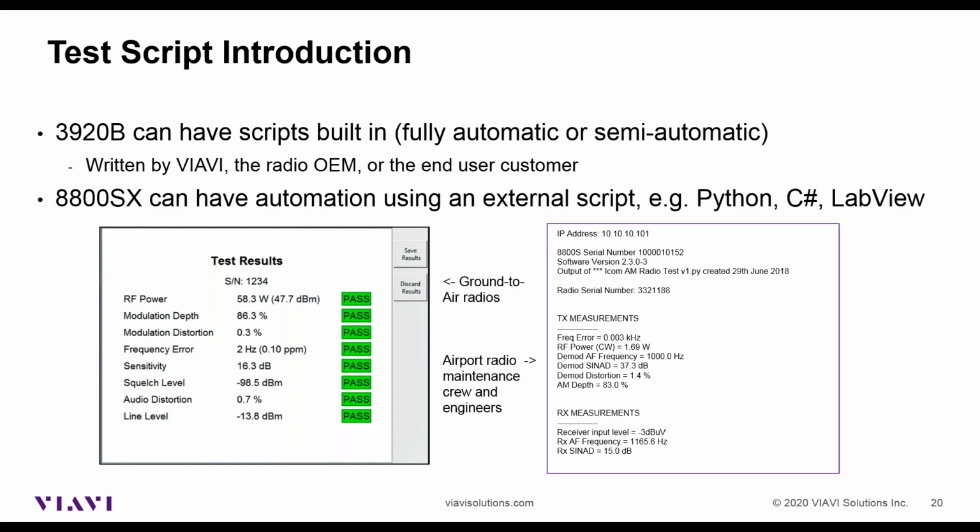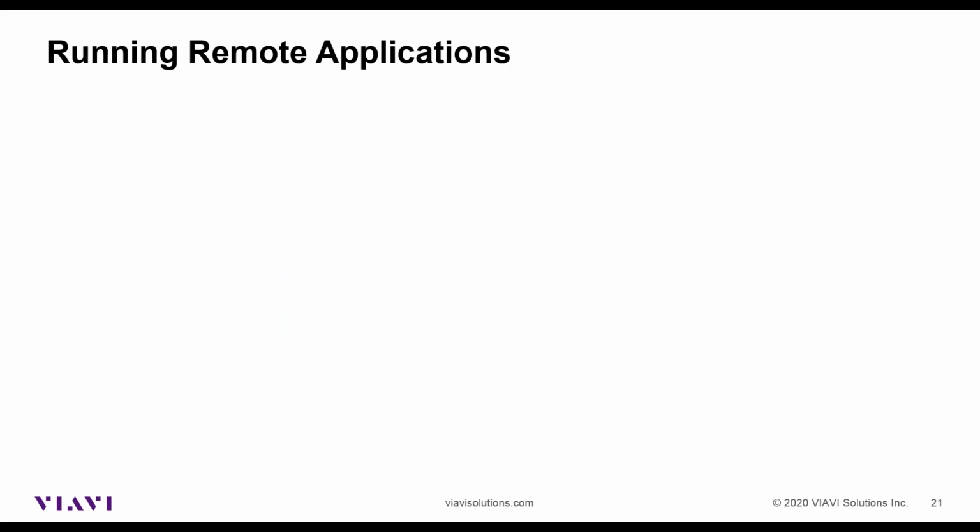And here's an example for the 8800, where I've taken a radio similar to the one I have here, and I've written a script using Python. So I'm controlling the 8800SX via Ethernet and a Python script on my Windows laptop, and it's getting the TX measurements and RX measurements. And all it tells me to do is turn the radio to channel 1, key the radio, and dekey the radio. That's it. So the one on the left, fully automatic with control of the radio. The one on the right, semi-automatic with 3 user interventions.